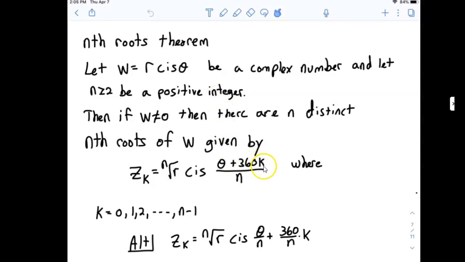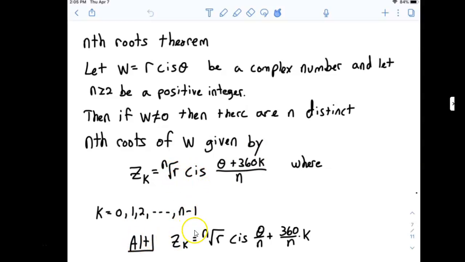What the plus 360k over n is doing is it's looking at all the other solutions that are coterminal. But when we divide them by n, they would all still be within the original interval, 0 to 360 or 0 to 2 pi. And so it turns out as long as k goes from 0 up to n minus 1, these are all going to be distinct because the angle will be between 0 and 360. Or if we did it as 2 pi k, then in radians, it'd be between 0 and 2 pi.